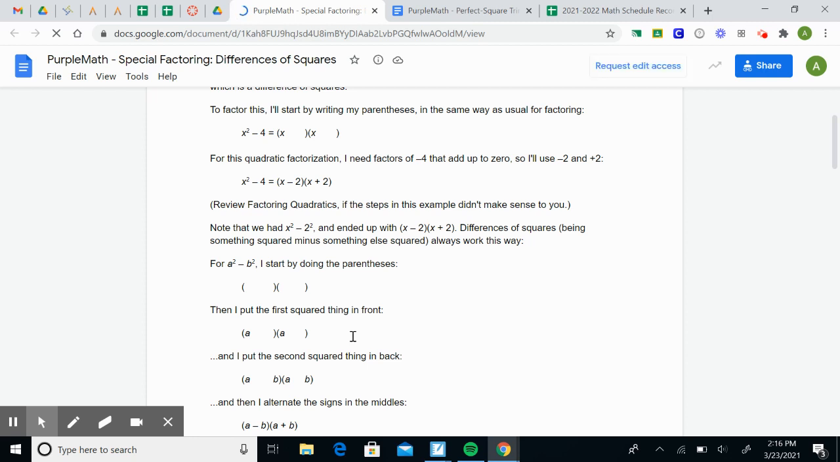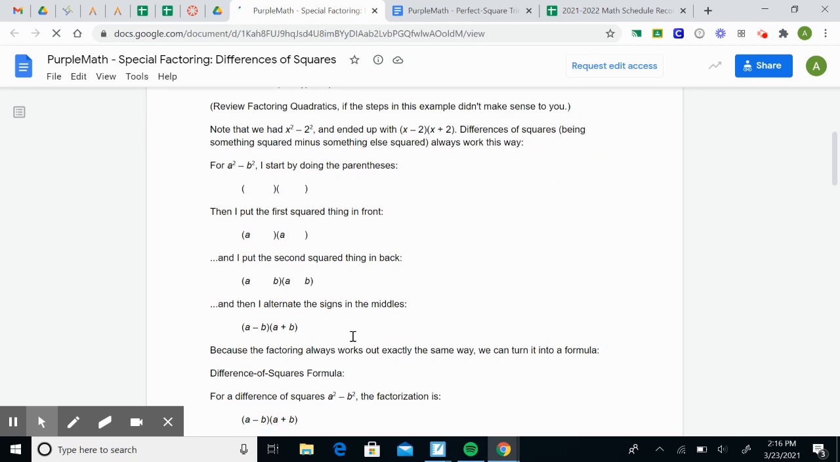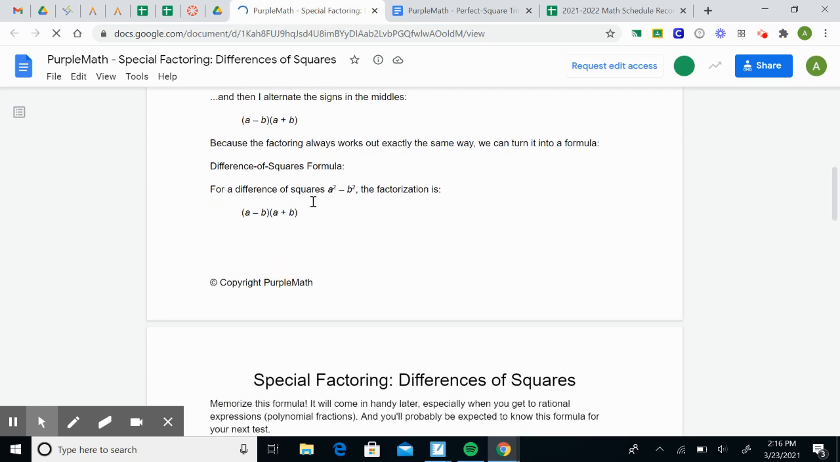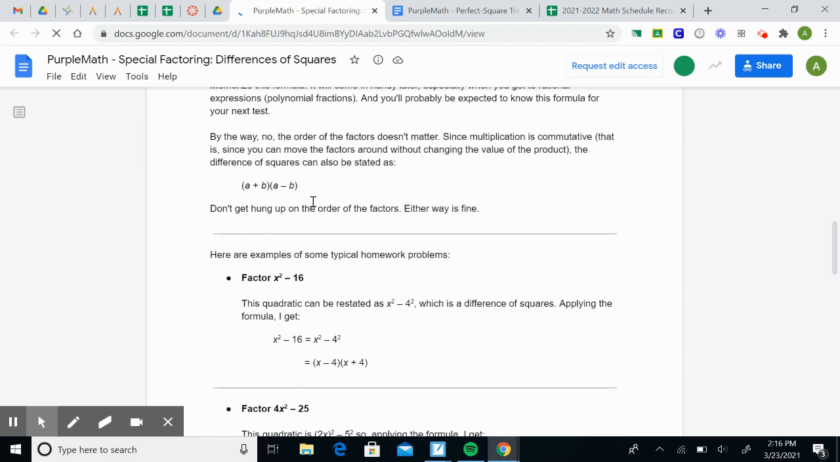So, just scrolling down here, a squared minus b squared, that's going to be a plus b times a minus b. x squared minus 16, well, the square root of 16, or what squared gives me 16? 4. So x squared minus 16 breaks down to x minus 4, x plus 4.